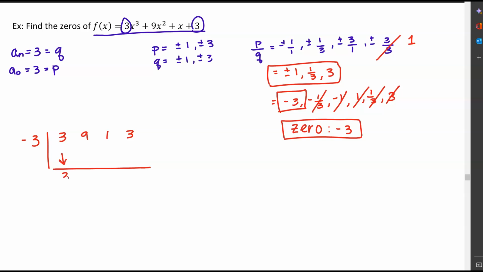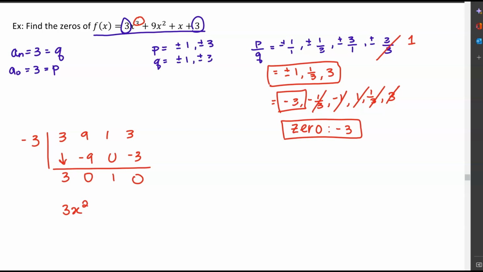Bring down the 3. Negative 3 times 3 gives me a negative 9. This is 0. Negative 3 times this is 0. I bring down a 1, and then I get negative 3, and this is a 0. So because this is degree 3, that means that based on synthetic division, this is going to be degree 2.